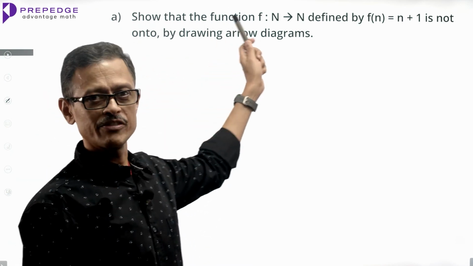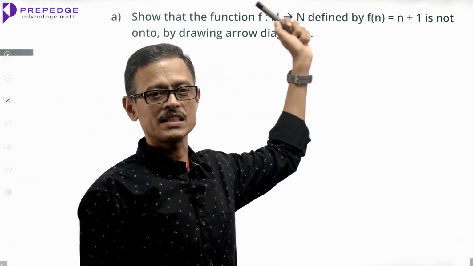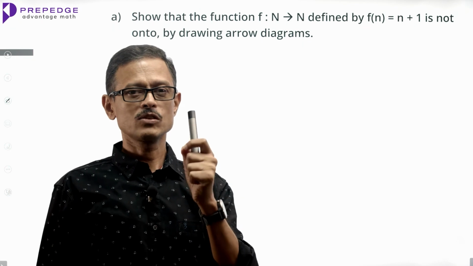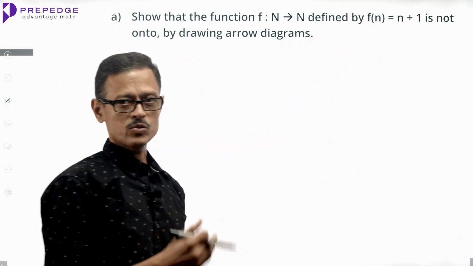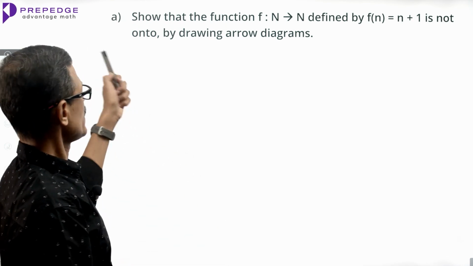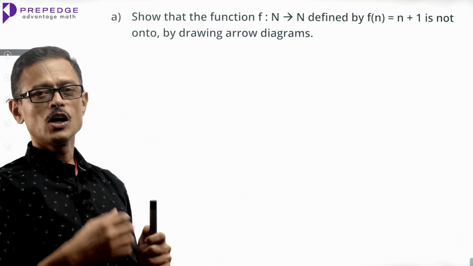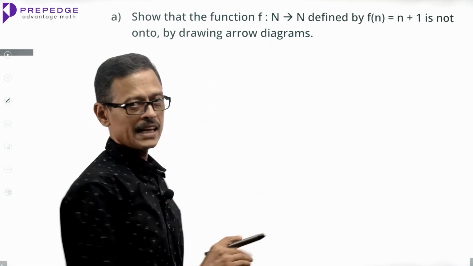Show that the function f defined between natural numbers and natural numbers is not onto. The domain is also natural numbers, the codomain is also natural numbers. How is the function defined? f of n is equal to n plus 1. What we need to show is that this function is not an onto function. How do we have to show that? We'll have to show it by drawing arrow diagrams.